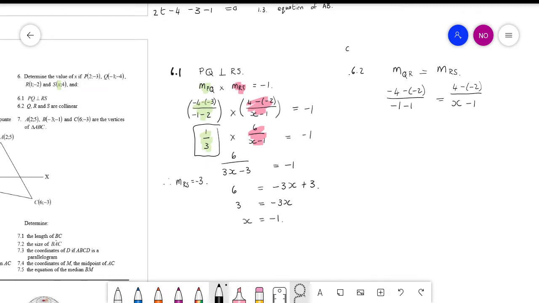So, I'm just going to simplify the fractions first. Here we have negative 2 over negative 2, which is 1. And here we have 6 over x minus 1. So then x minus 1 is equal to 6. So x is equal to 7.